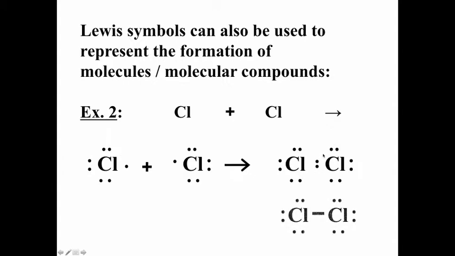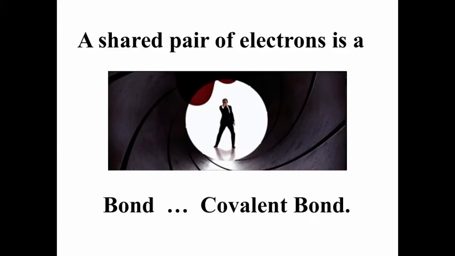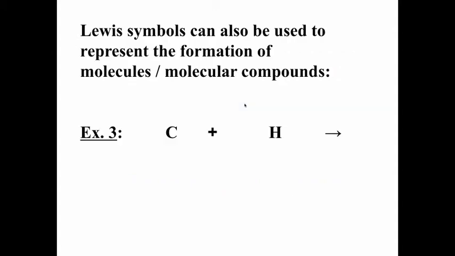And the shared pair of electrons, which is the covalent bond, can also be represented by a line joining the two atoms. So a line represents a pair of electrons or a covalent bond. And the big idea here is that a shared pair of electrons is a covalent bond. All right, enough of that. Now let's do some examples.